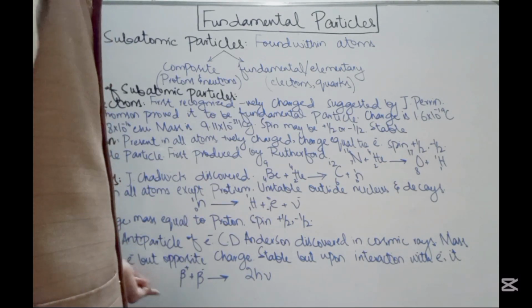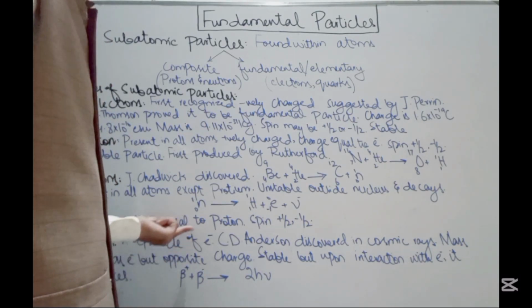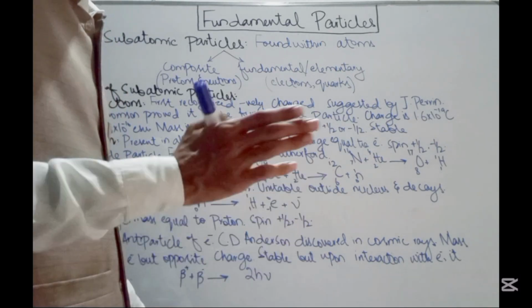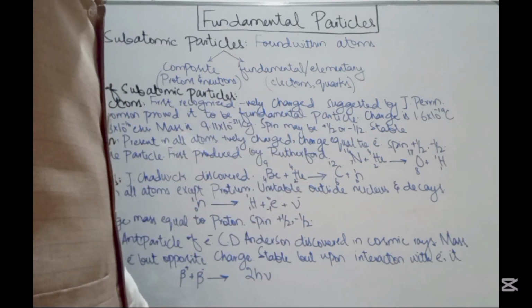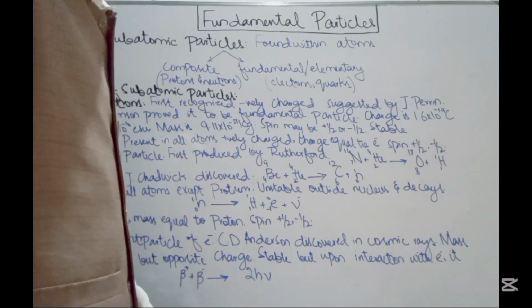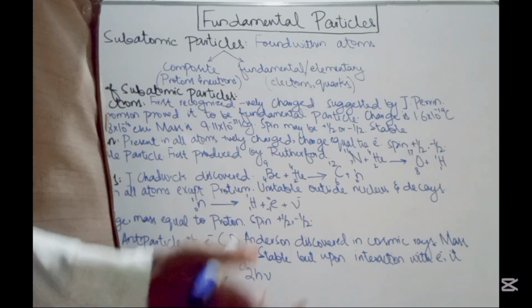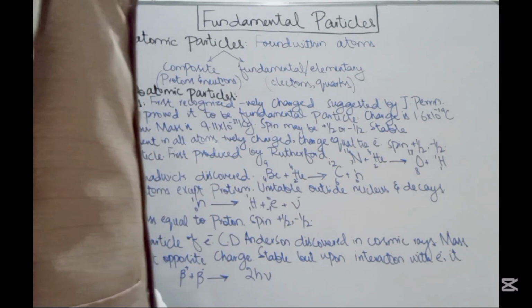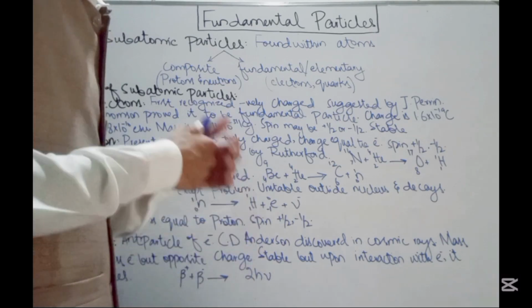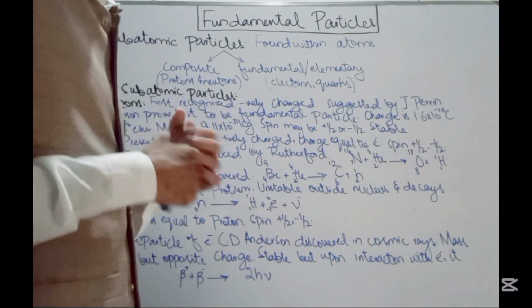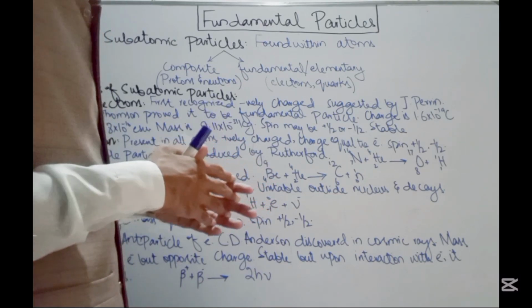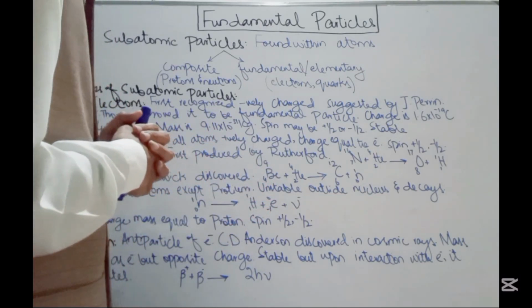Next is the positron. These are the antiparticles of the electron. Basically, antiparticles are those that have the same mass but opposite charge. So positrons are antiparticles of the electron, which means their mass is equal to the electron, but their charge is the same in magnitude but opposite to that of the electron. C.D. Anderson discovered them in cosmic rays. Basically, cosmic rays are high energy radiations that are bombarded by the sun towards the earth. So they were discovered in the cosmic rays.